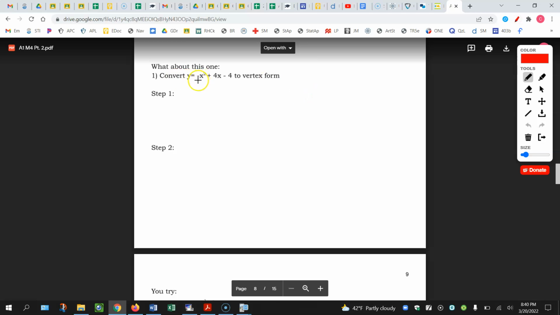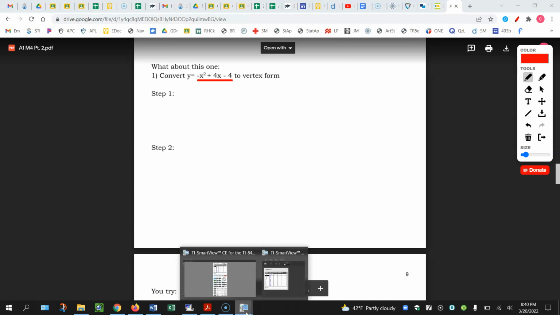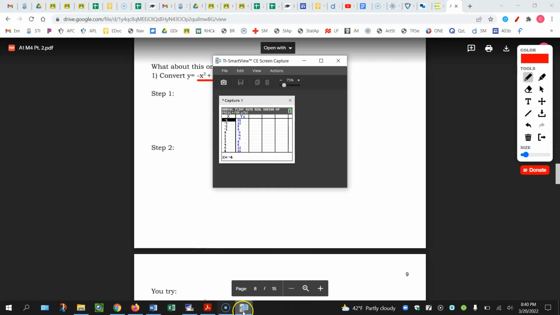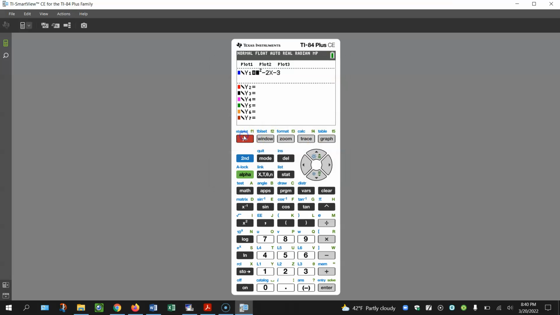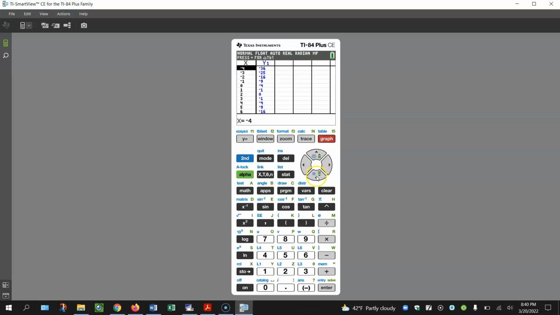What we're going to do is plug this into the calculator: negative x squared plus 4x minus 4. You're going to have to go through new document, the whole thing. If you look at the graph, because you'll get a graph first, you can see the vertex is right about 2. So when you get to your table, you want to put 2 right in the middle, and you should start to see a bunch of matches on the y column.